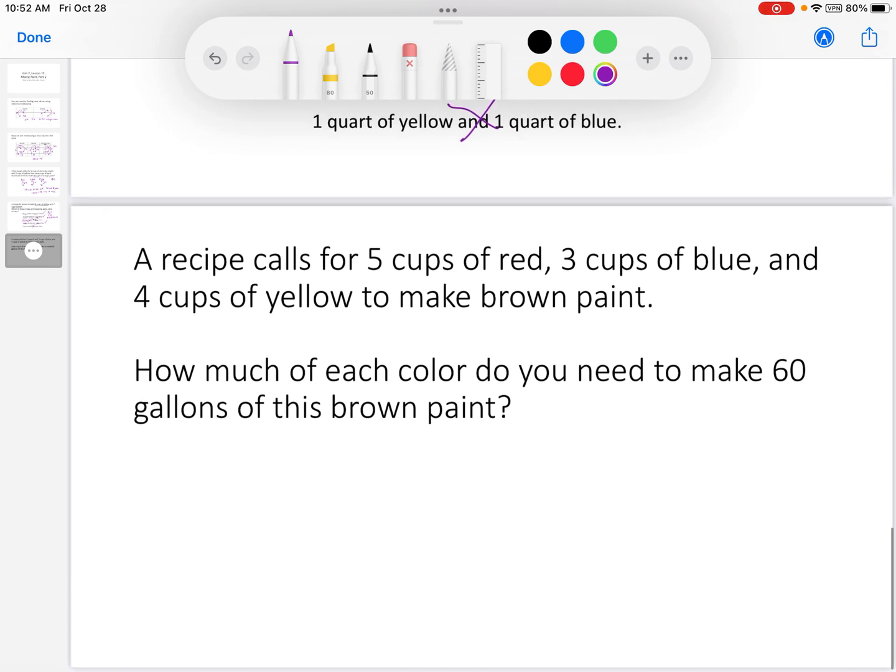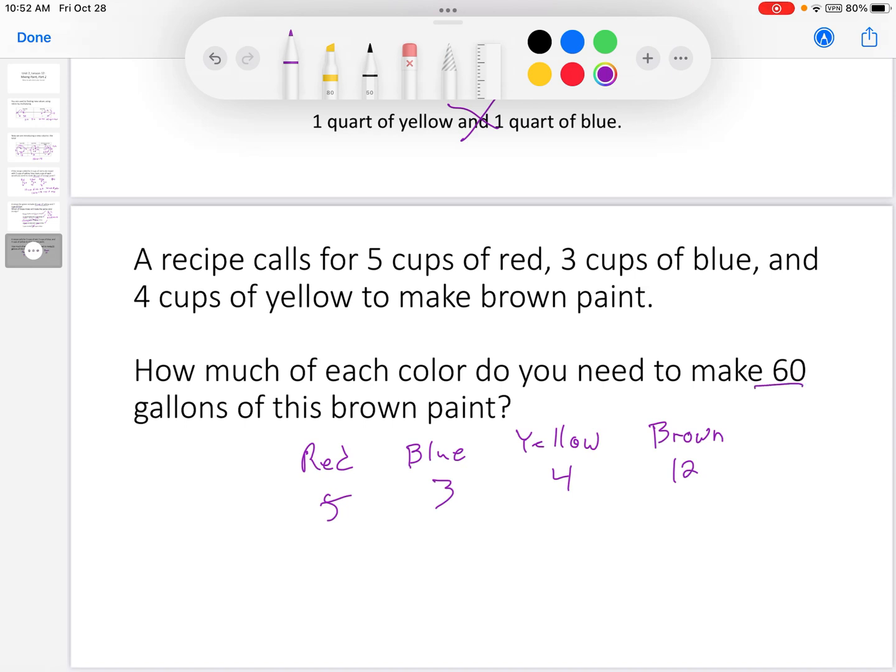A recipe calls for 5 cups of red, 3 cups of blue, and 4 cups of yellow to make brown paint. Hey, that's 3 different colors that we're mixing together. Let's write down the information. So red, blue, yellow, brown. Red is 5, blue is 3, yellow is 4, brown will be the total. 5 plus 3 is 8 plus 4 makes 12.